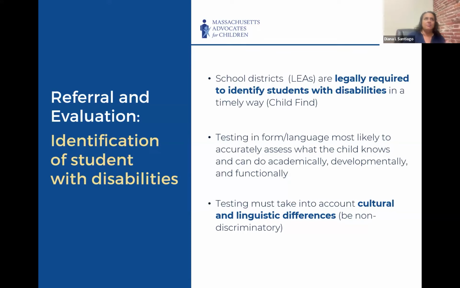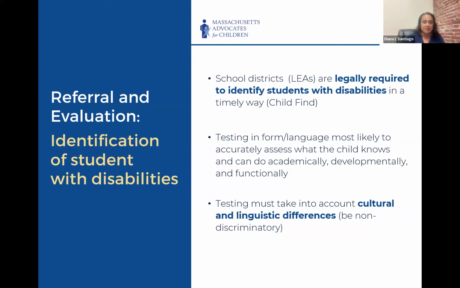And, may just be using the wait and see approach. But that's the really important thing. As soon as there's a suspected disability, that student should be referred for a special education evaluation. Testing must be done in a form or language most likely to accurately assess what that child knows and can do academically, developmentally, and functionally. So this goes to test bias in testing.